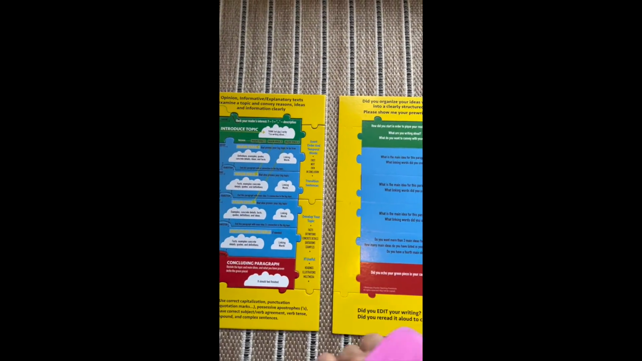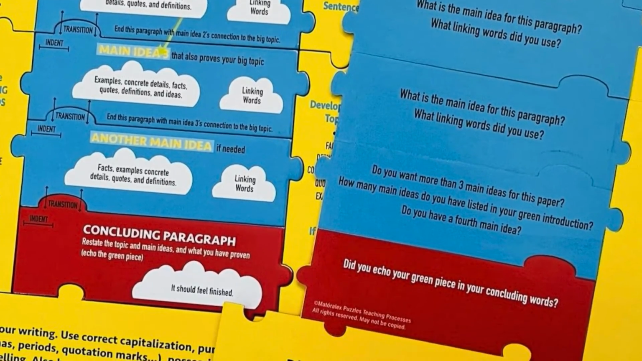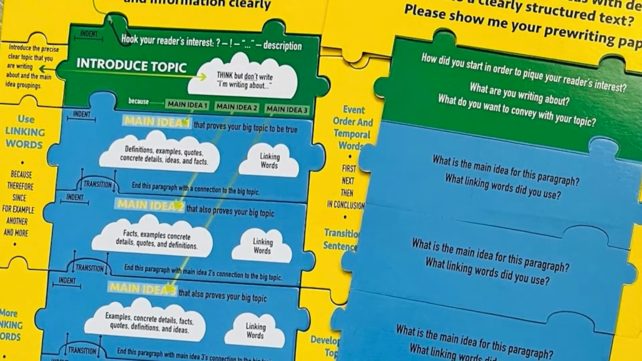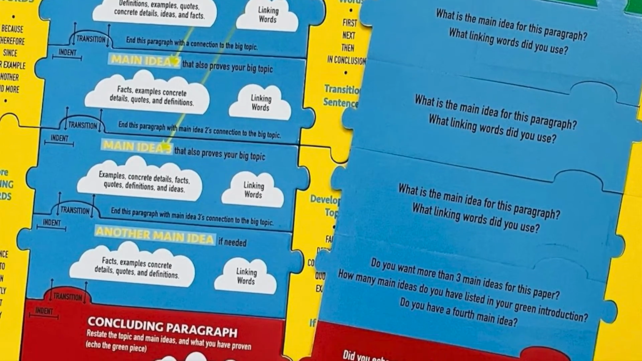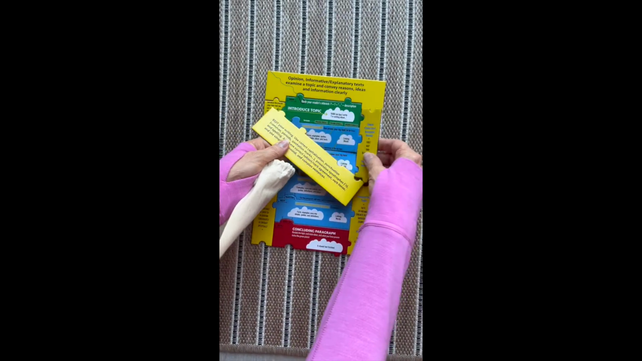As I said before, the green one, how did you start to pique your reader's interest? What are you writing about? What do you want to convey? That's on the back. If they can't answer the back of the puzzle piece, they cannot bring it to you yet, because that means they're not ready to show it to you.